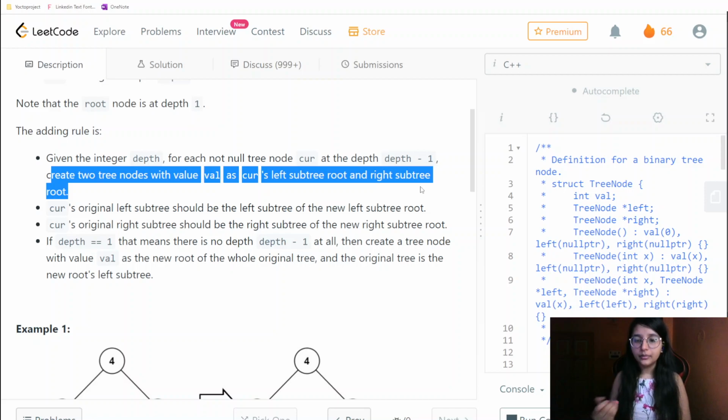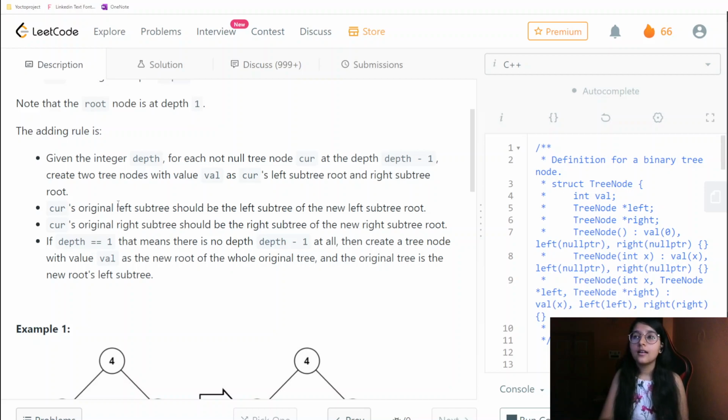If it is not at that depth, then we are required to go further down and check whether we are able to reach that particular depth or not. In that manner only we will go ahead in the tree, and when we figure out that this is the required depth, then we will add at that level those nodes whose value is given in the val variable. So that is the thing.